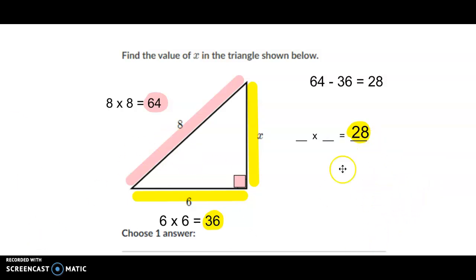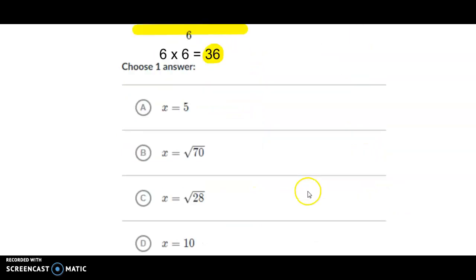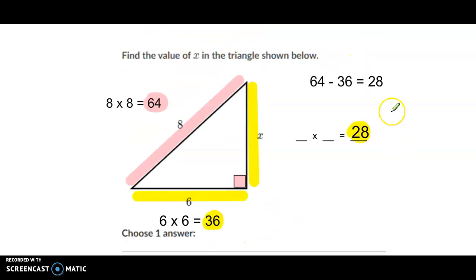Do we have square root of 28? Because that's what our answer should be. Oh, there it is. Square root of 28, and they knew what my mistake was going to be. Look at that. They knew I might add and come up with a 10, but the answer is actually square root of 28. So watch for that on the other ones. Just because you found your answer doesn't mean you're right. So the answer was the square root of 28 is how I find that side length.